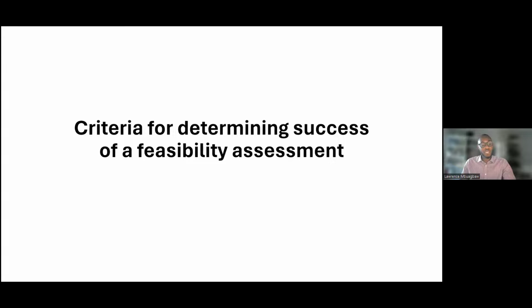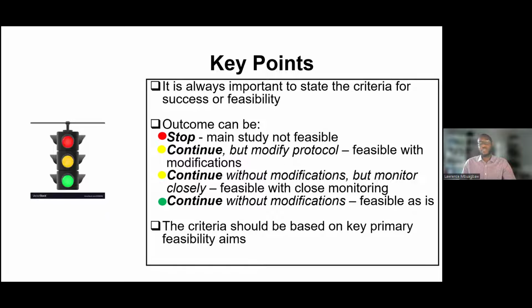And what is recommended is for you to use the traffic light approach. And the traffic light approach essentially has a red light, an amber light, and a green light. And the red light means you should not move forward with a main study because it's just not feasible. For example, if you are aiming to recruit 80% of the people you approach and you are able to recruit only 5%, this study is likely not feasible, right?